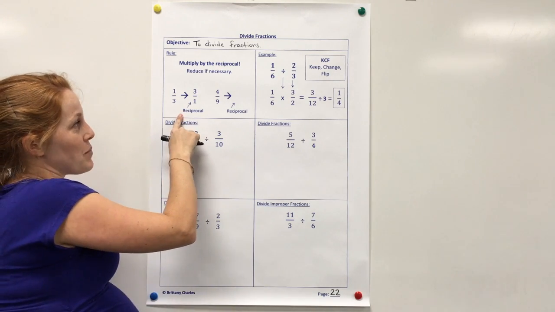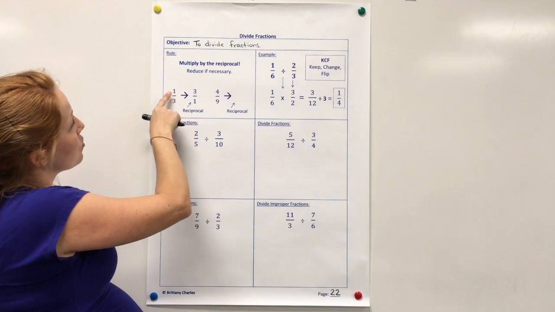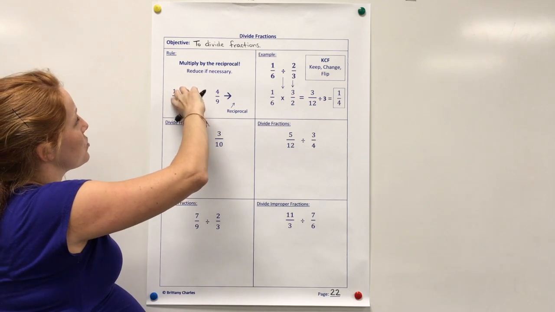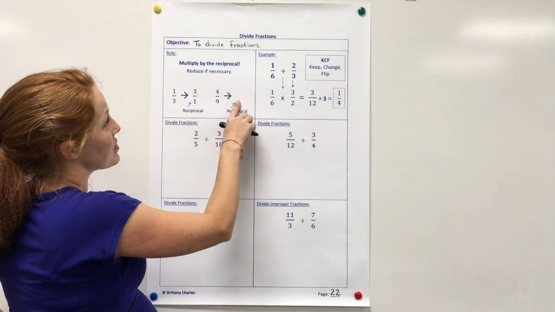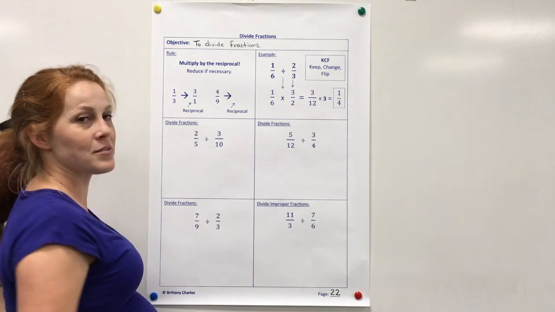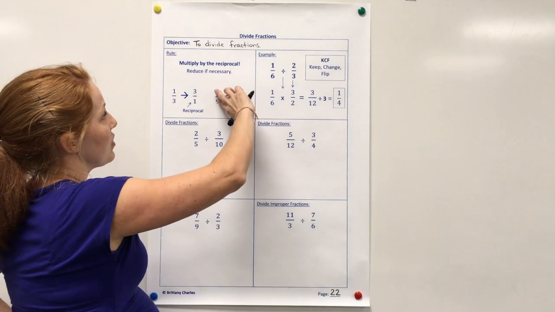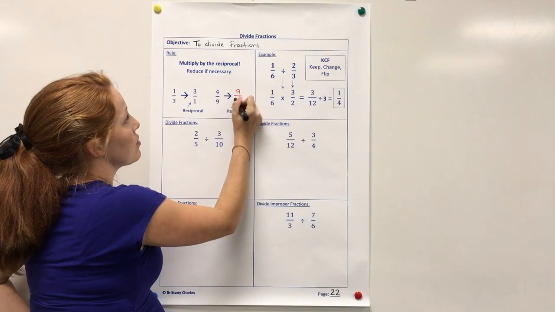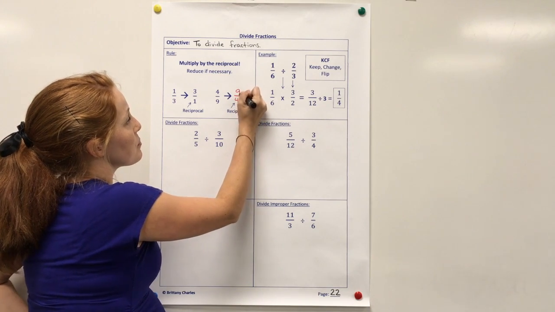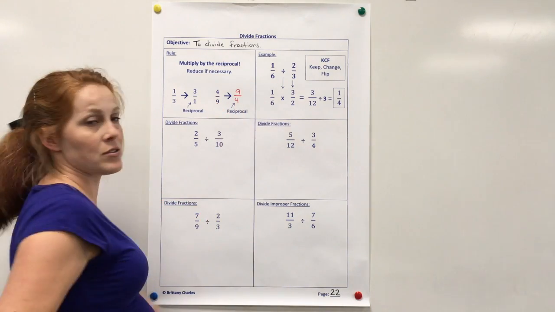So really quick, just to make sure we know what reciprocal is. 1/3, the reciprocal, if I switch these, I would have 3/1. So go ahead and write what the reciprocal of 4/9 is. Well, if I flip these, I would just have 9/4. So the reciprocal of 4/9 is 9/4.